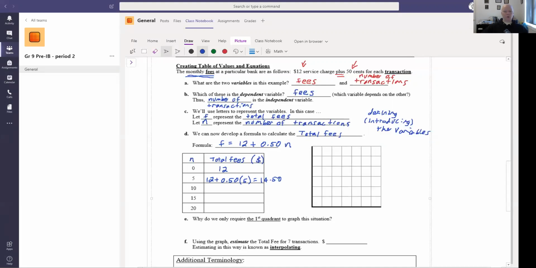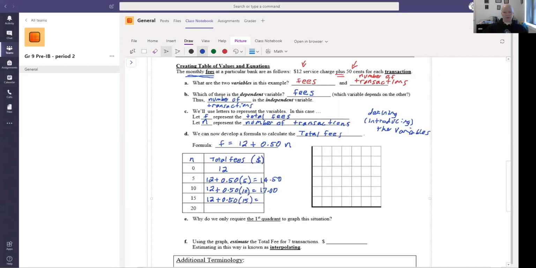Then if we skip over the 5 and we just calculate the 10 transactions, $12 monthly fee plus 50 cents times 10 transactions. So 10 transactions by 50 cents each is $5. $5 plus 12 is $17. Then we go up by 15. We go up by $5, 5 transactions, to calculate what the total cost would be if we were to do 15 transactions.